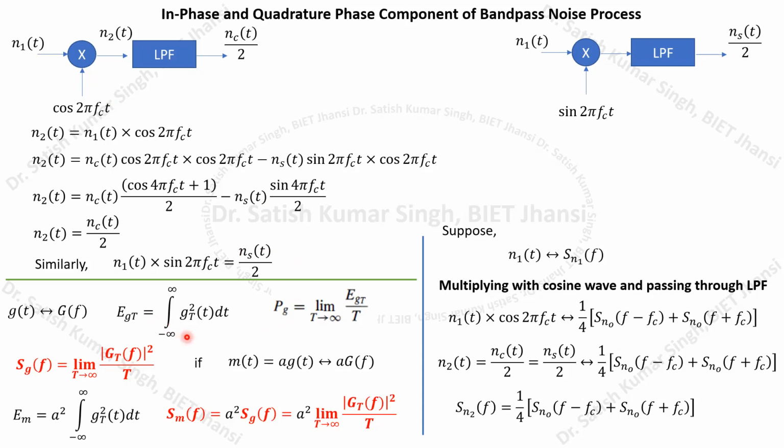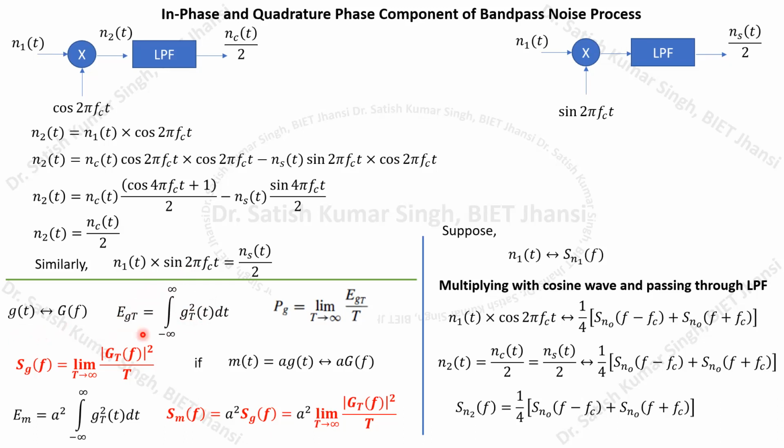Just for recalling purposes, let us suppose we have any signal denoted by g(t), and its Fourier transform is known to be G(f). Then we can calculate the energy of this particular signal.